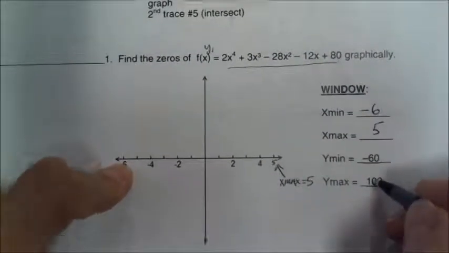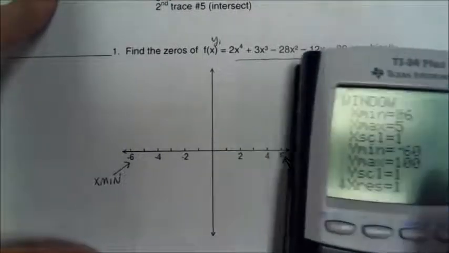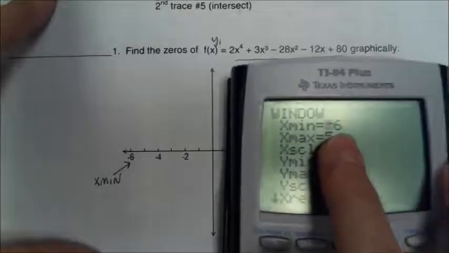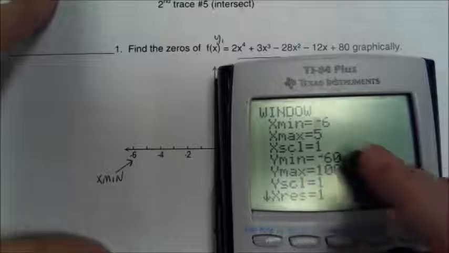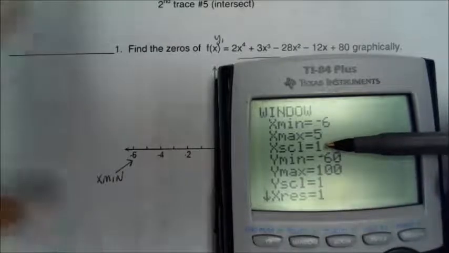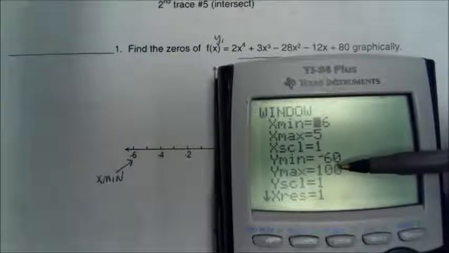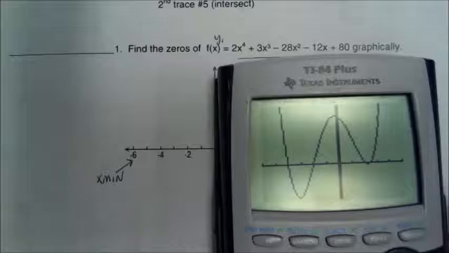And then I indicated the y min and max so you can see the whole thing. So if you press your window button, change your x min, it should say -10. Change it to -6 and +5, and the scale on the x-axis we'll put as 1s, and the y min and max should be listed as I showed you. Then when you press the graph button, you'll get this W-shaped graph, and we have to try to sketch this as well as we can.